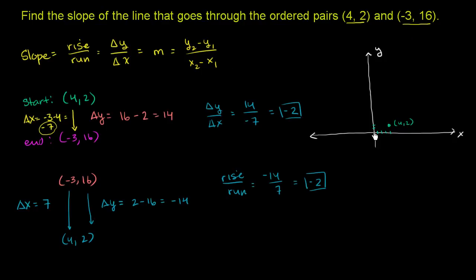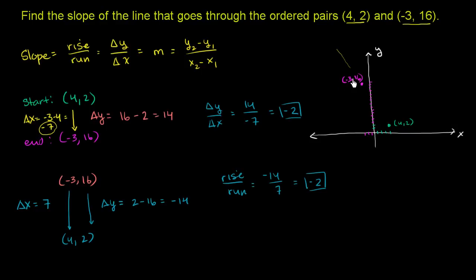Then we have the point negative 3 comma 16. So let me draw that over here. So we have negative 1, 2, 3, and we have to go up 16. So this is 2, 3, 4, 5, 6, 7, 8, 9, 10, 11, 12, 13, 14, 15, 16. So it goes right over here. So this is negative 3 comma 16. So the line that goes between them is going to look something like this.